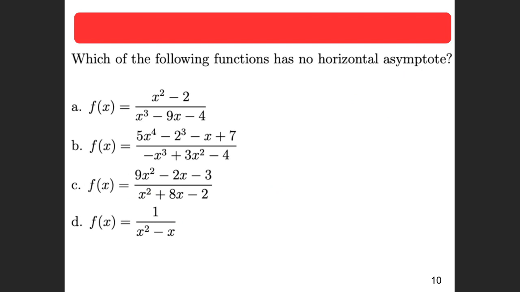All right, next question. Which of the following functions has no horizontal asymptote? Okay, so which one has no horizontal asymptote?